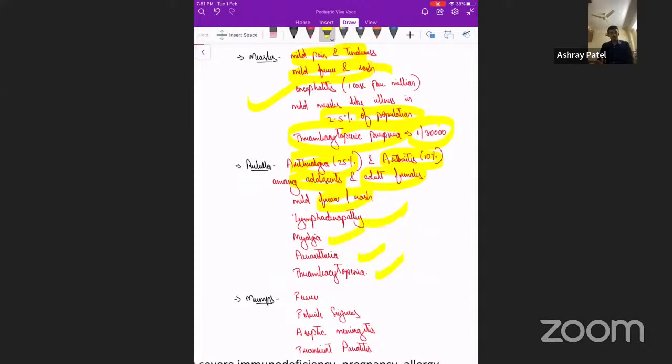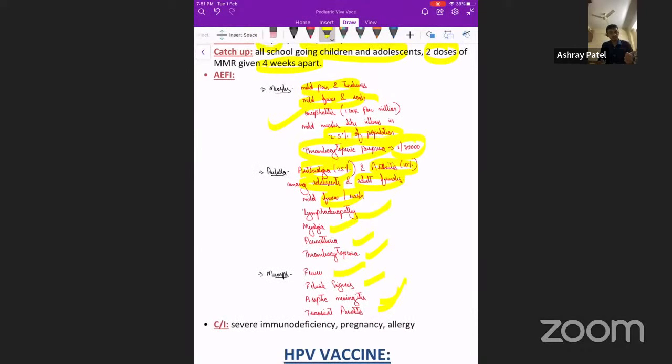Next is mumps. Mumps can come with fever or febrile seizures, or an aseptic meningitis-like picture and transient parotitis. But all these things occur very rarely, so that does not prevent us from vaccinating the children. Contraindication is immunodeficiency and pregnancy.